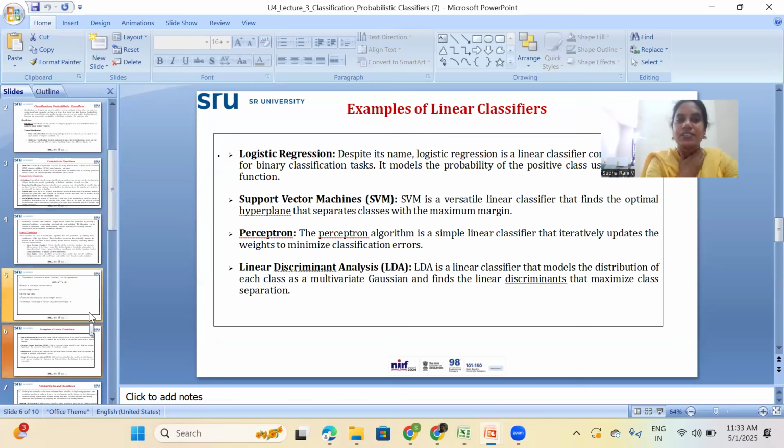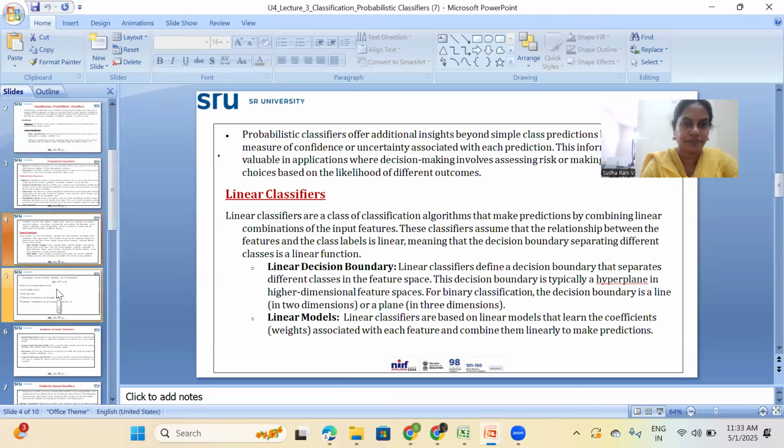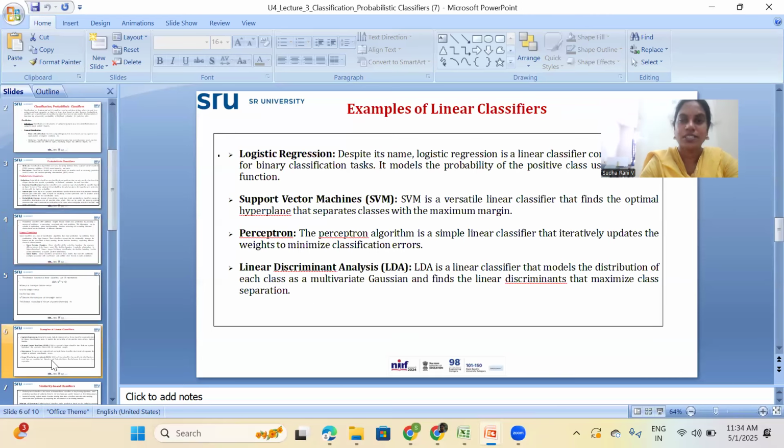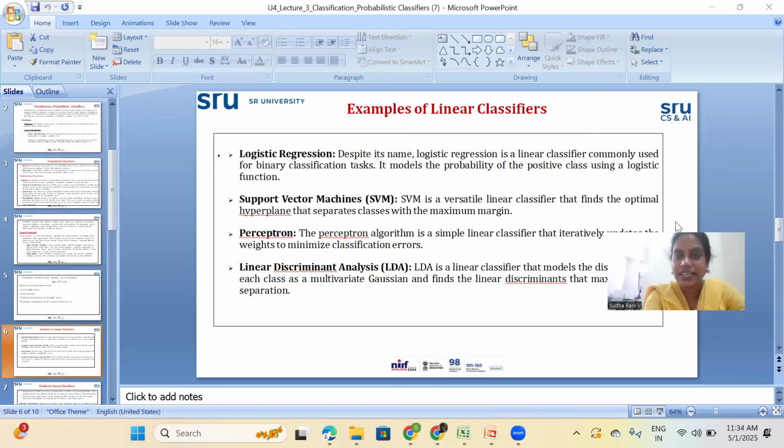Logistic regression, support vector machine, perceptron, linear discriminant analysis. So logistic regression, despite its name, is a linear classifier commonly used for binary classification tasks. It models the probability of the positive class using a logistic function. So logistic regression supports binary classification, where it models the positive class using the logistic function.